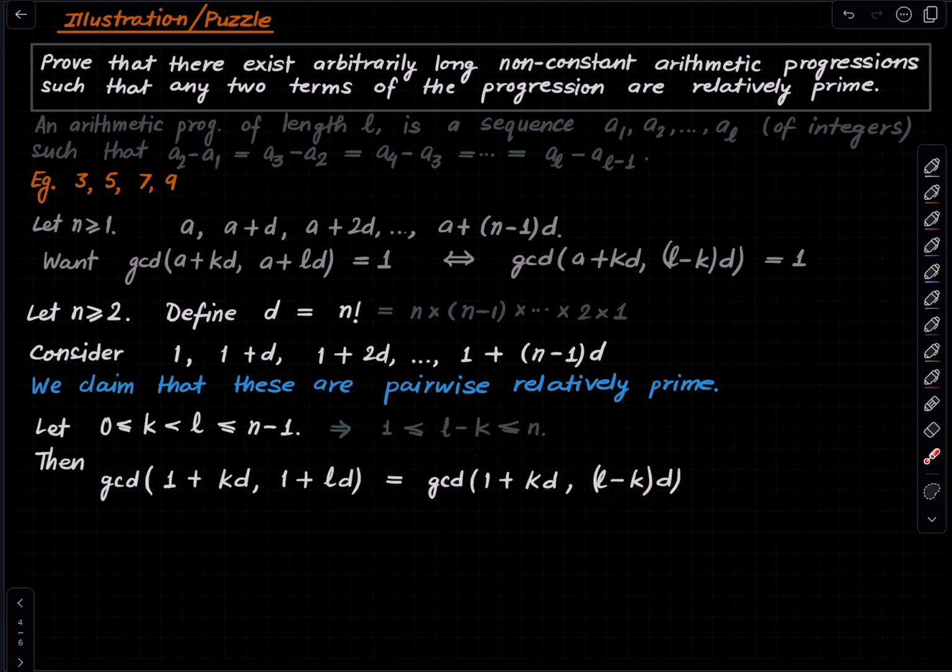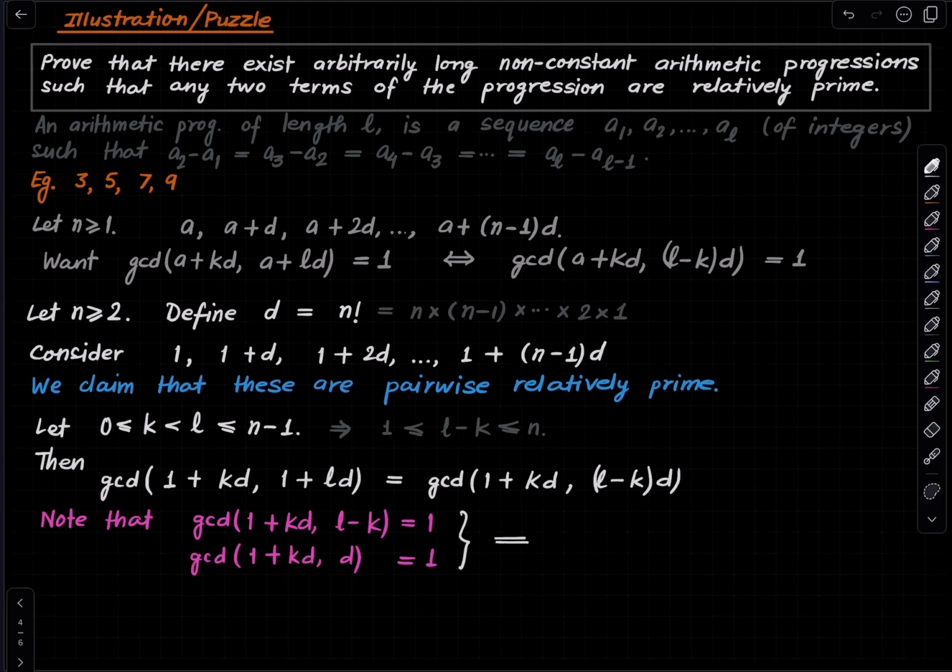Right? So note that L minus K and 1 plus KD have GCD 1. And almost by the same reason, this is also 1. D divides D and hence GCD of D with 1 plus KD is 1. L minus K divides D and hence the GCD of L minus K with 1 plus KD is 1. Now we use the clubbing property. By the clubbing property we get that.